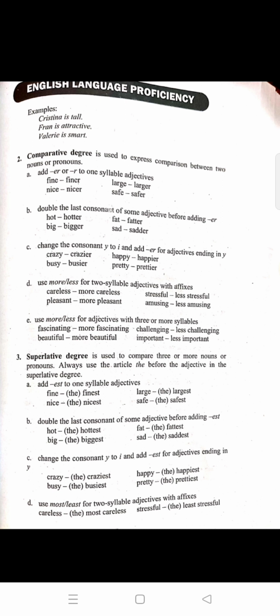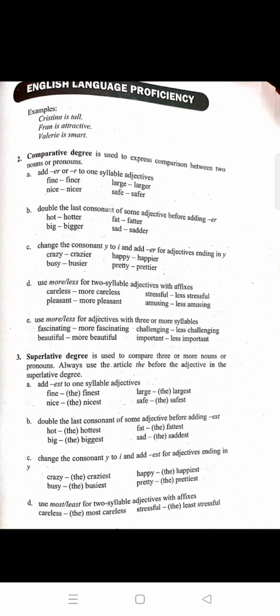Next is superlative degree. Superlative degree is used to compare three or more nouns. So, kanina, in positive degree, you have only one noun. In comparative degree, that is comparison of two nouns. Under superlative degree, that is comparison of three or more nouns. So, when we try now to determine the rules involved in forming the superlative degree of adjectives, we add est to one-syllable adjectives. Fine becomes finest.